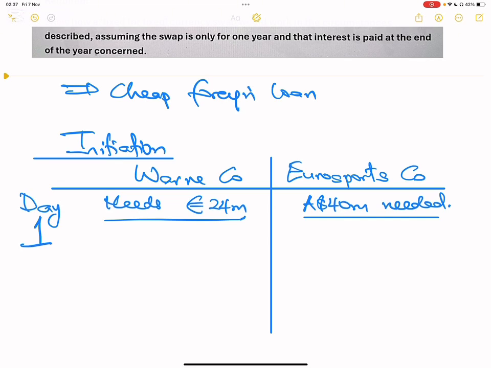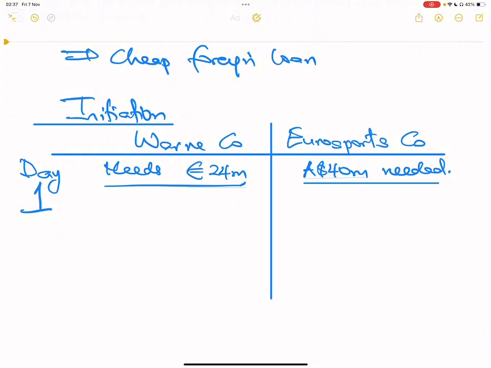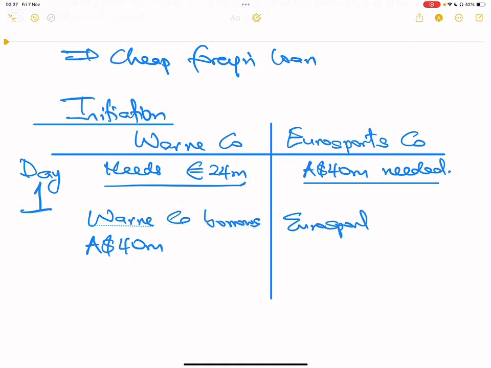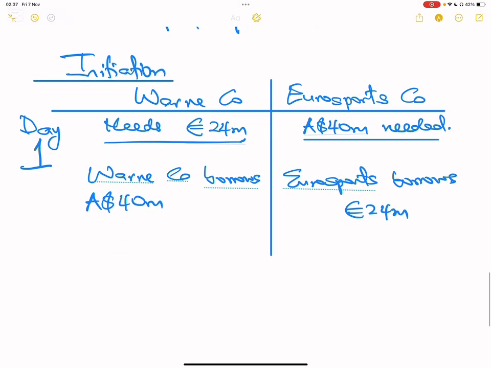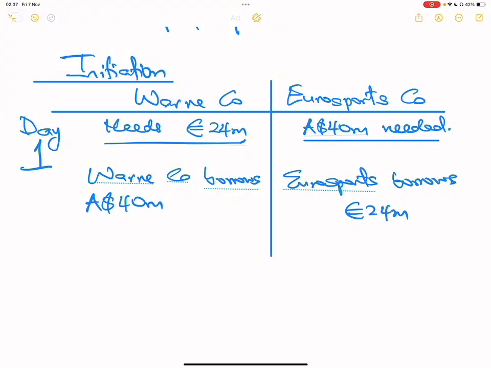Okay, what does this mean for both of them? On day one, it means that One Co will have to borrow. So this guy borrows on behalf of Eurospot. He doesn't have to tell the bank that he's borrowing for Eurospot. He just gets it himself. So he borrows that. The same thing Eurospot will do, trying to help his brother. It will have to borrow what One Co needs, 24 million. You can see they've helped each other to borrow.